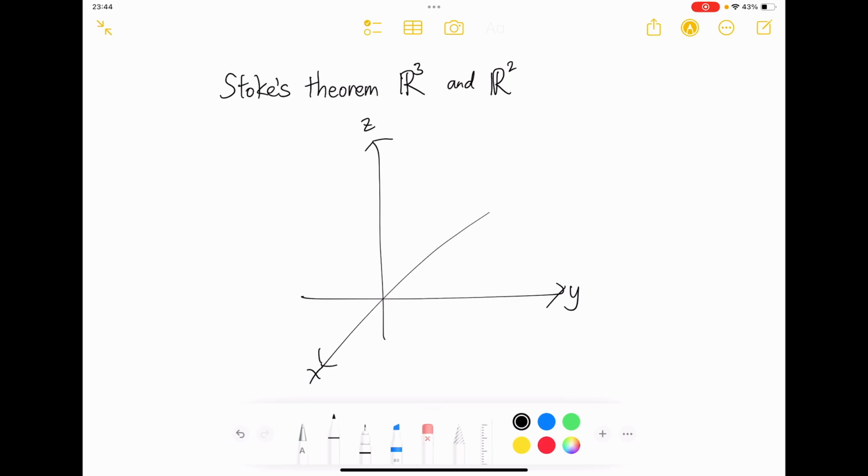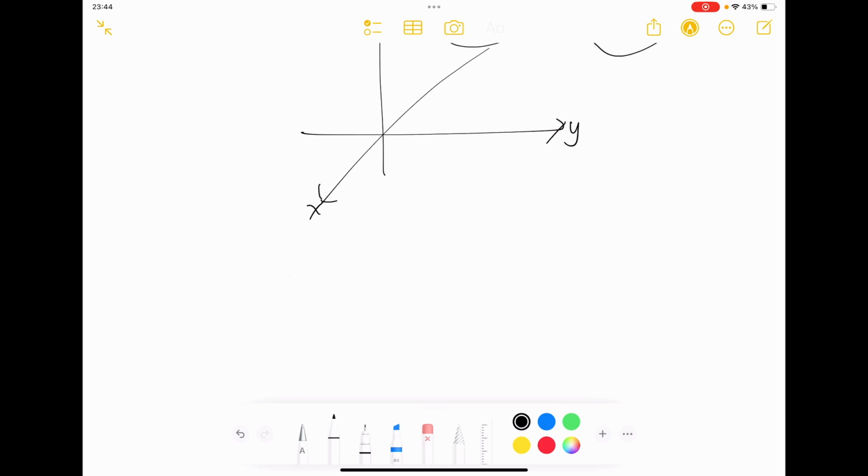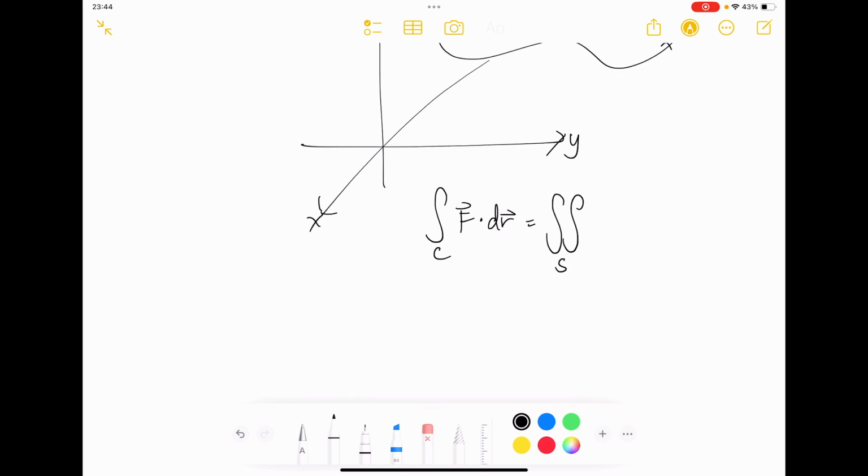Anyways, if you know about Stokes' theorem, you probably have heard about this intuition, but oh well. Take some surface in 3 dimensions. You've got this curve around it, and let's call the boundary C. So Stokes' theorem says that if you integrate along the curve and take the vector field dotted with the infinitesimal displacement vector, that's going to be equal to the integral over the surface of the curl of the vector field dotted with basically the normal vectors.